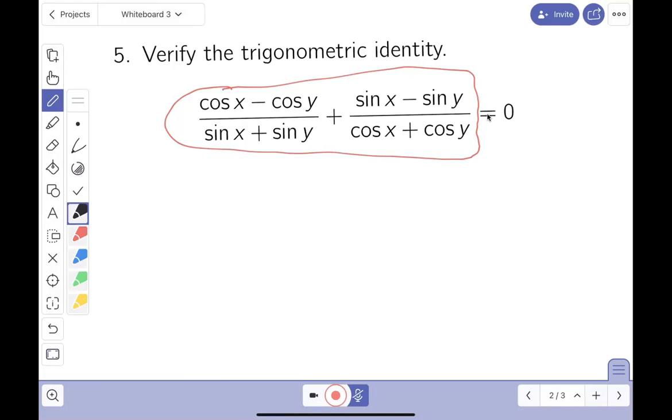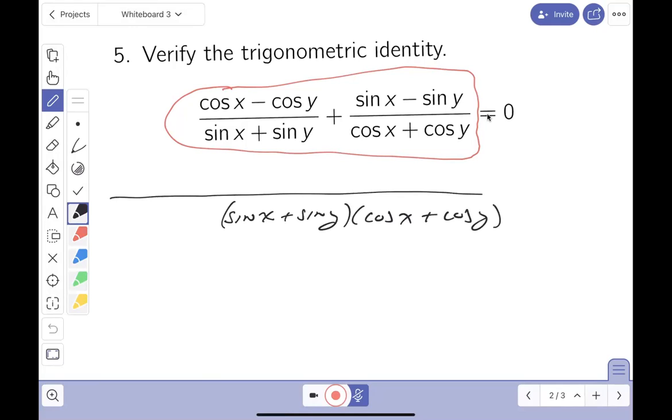How do I do this? Common denominator. Well, let me write that down for you. A lot of work. I'm not saying it's going to be easy for you. Let's see, cosine x minus cosine y. This is why it's so important you have algebra skill to be able to do this.